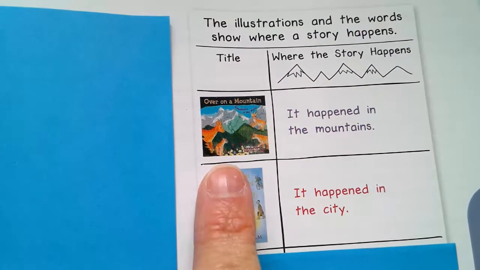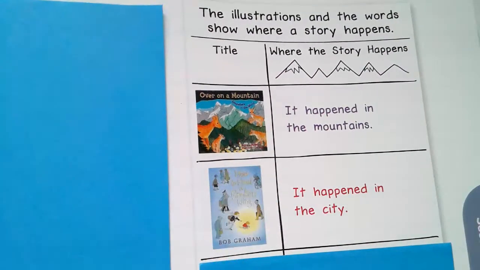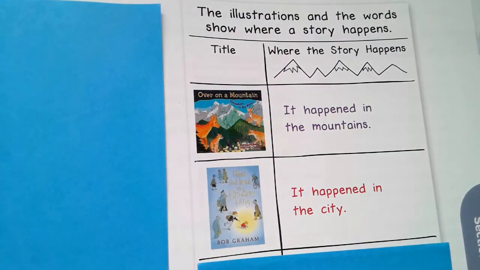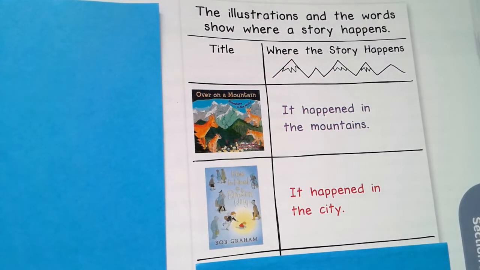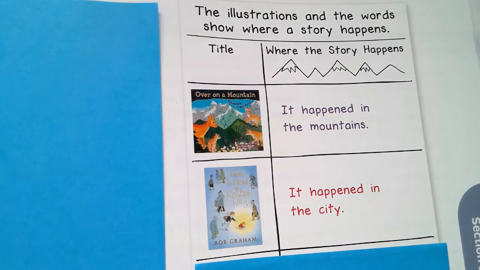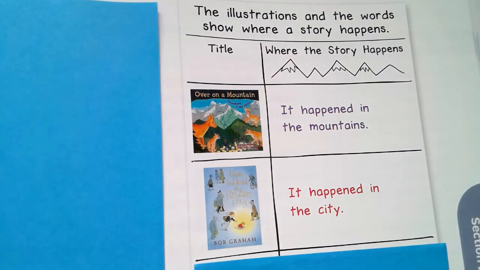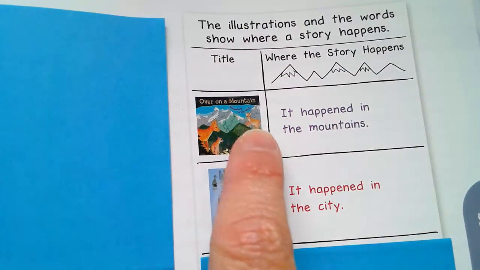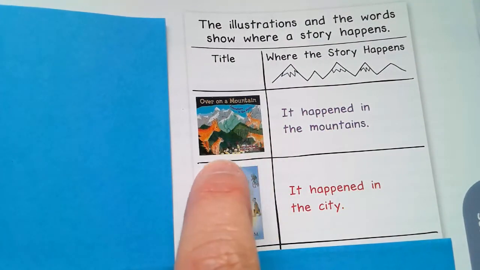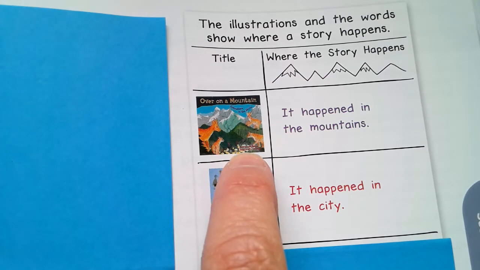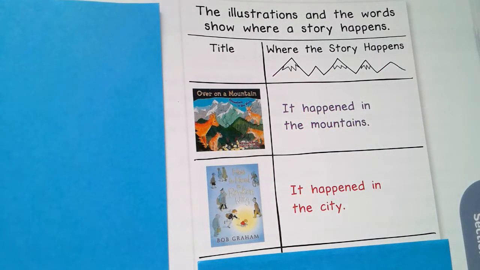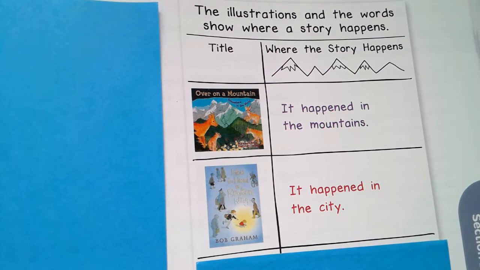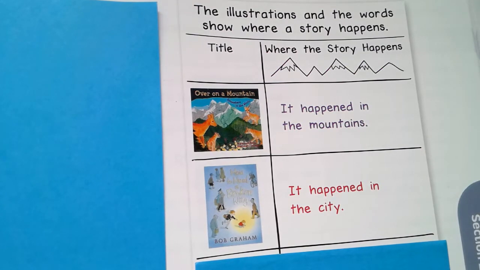And I don't have this book at home, but I thought this was a pretty easy example. If you look at the cover of the book Over on a Mountain and you think about the title of that book, Over on a Mountain, you know that that story takes place in the mountains. And you can also tell that by looking at this picture. You can see the mountains, and you can see some animals that live in the mountains. And that little bit right there is a valley where people live, just like we live sort of in the valley of the mountains.